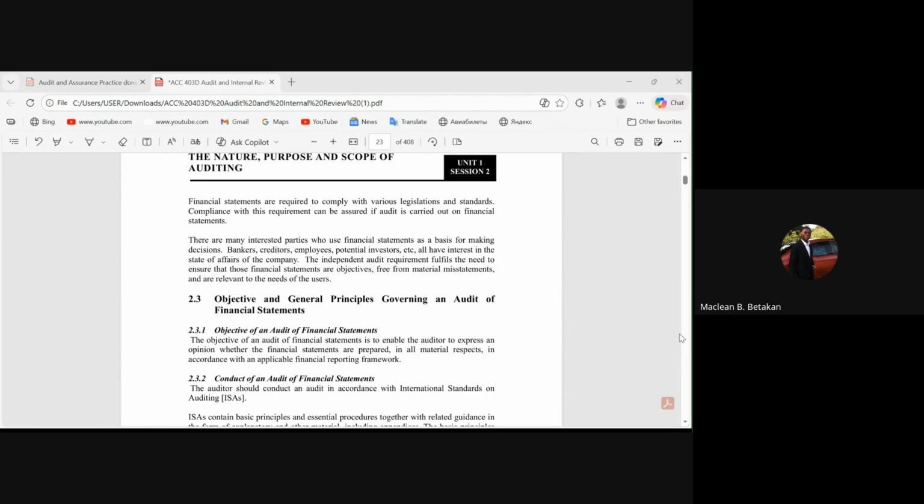Importance of auditing. Auditing is important to ensure that the financial statements or records are accurate and then they comply with the standards that are expected. All right, that is good.